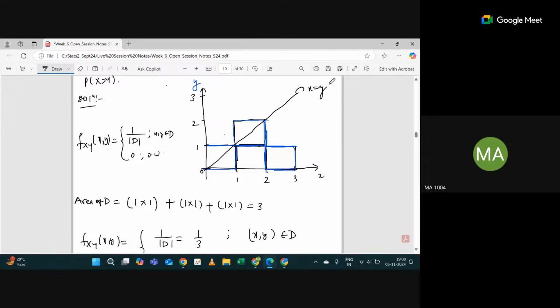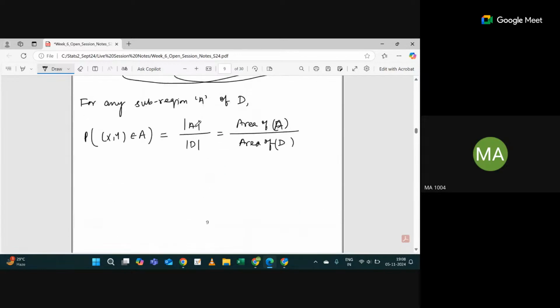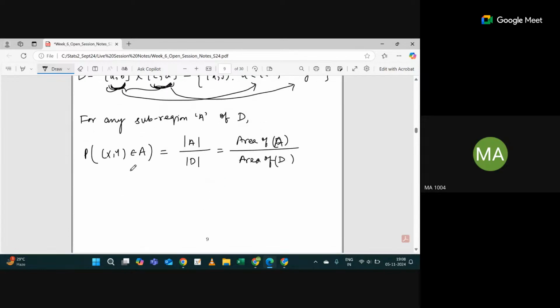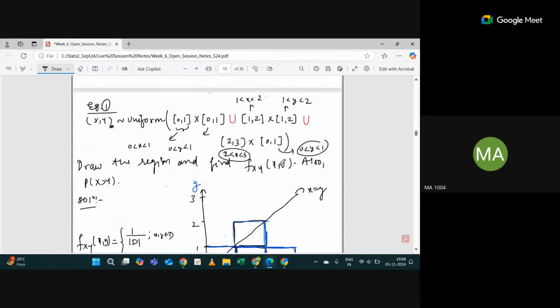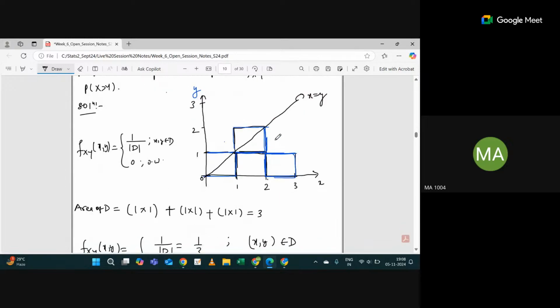Now tell me, what is the area of interest? Below the line or above the line? X greater than y means below, sir. Below the line, right? X greater than y is the region below. Now tell me, I told you if you are interested in a particular sub-region A, then what you have to find? This means we are dealing with area, so this will be area of A divided by area of D, correct? So I'm interested in the below part.